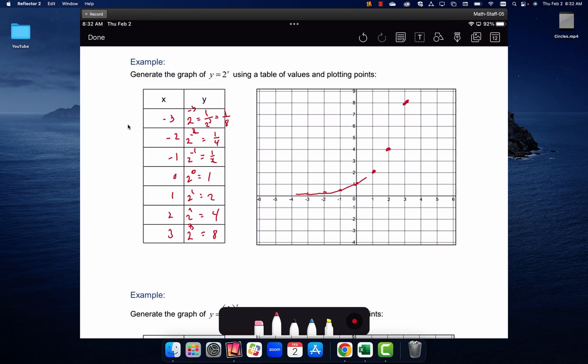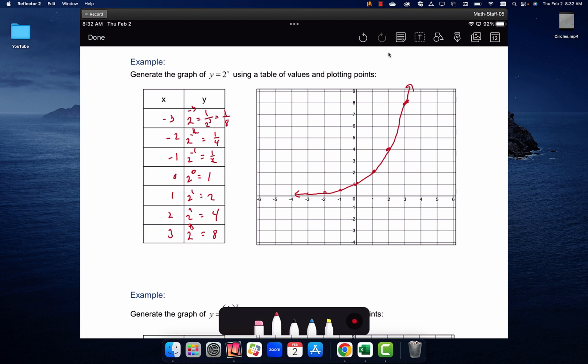Notice that it will not cross the x-axis on the left side. It looks like it might, but it's not going to. There's an asymptote here. We'll talk more about asymptotes a little bit later in future chapters, but essentially this curve is approaching the x-axis, but it's never actually going to touch it. It'll get closer and closer, but never actually touch it.